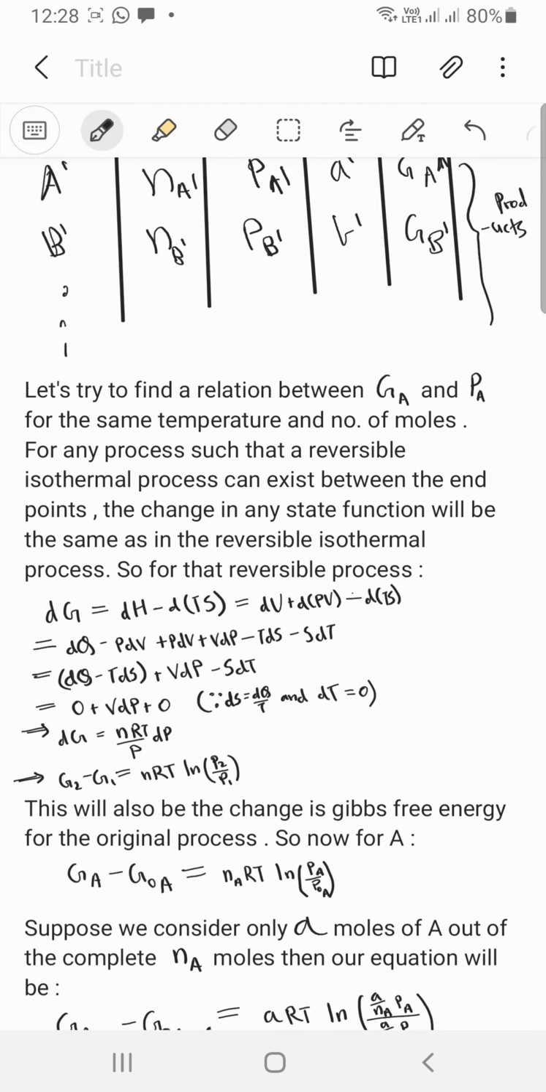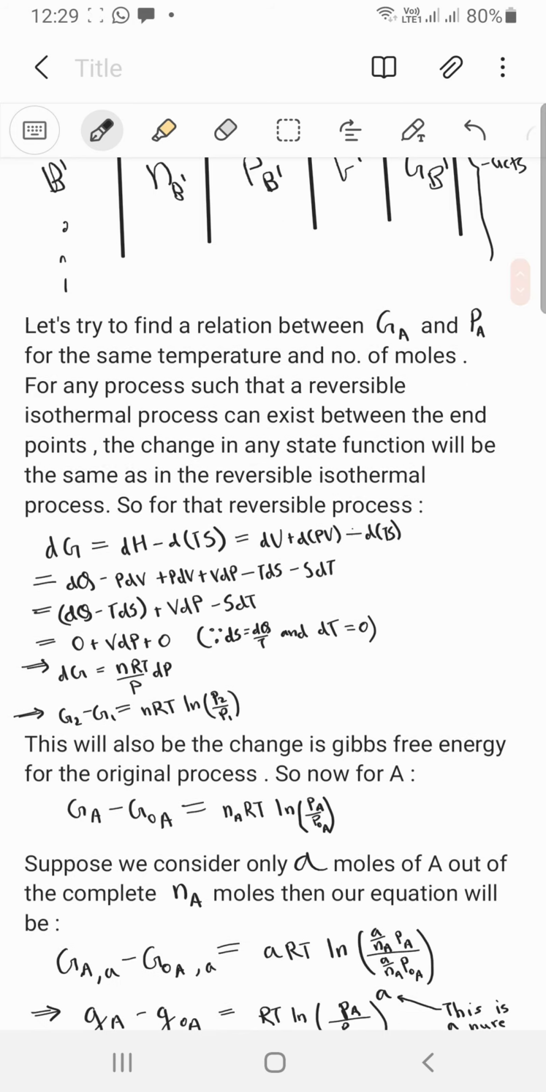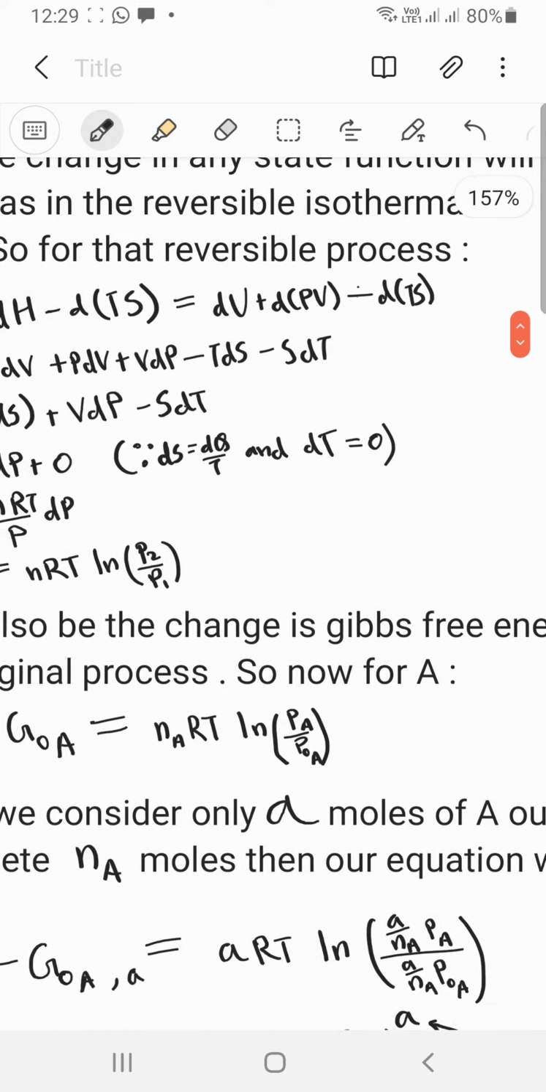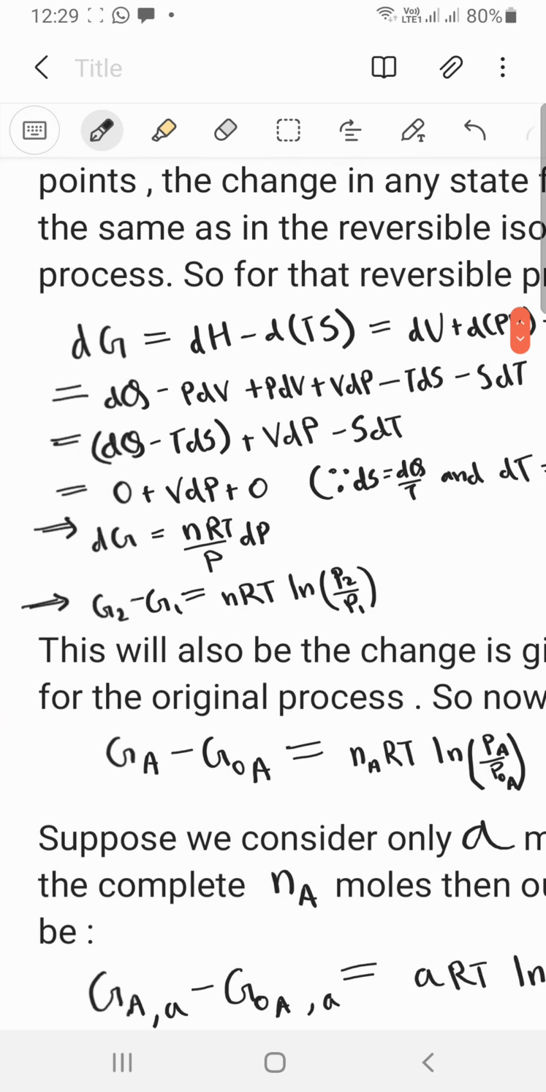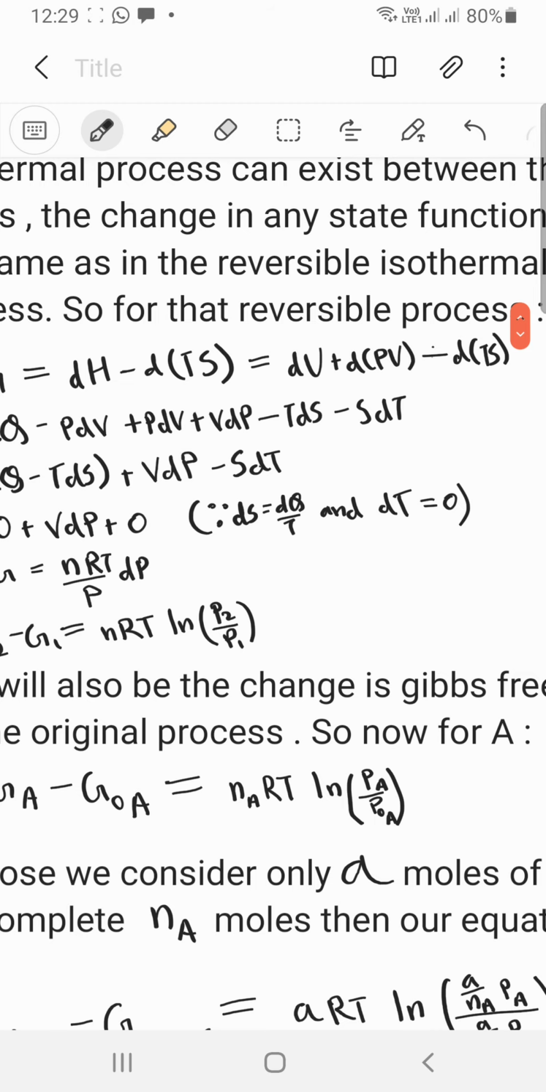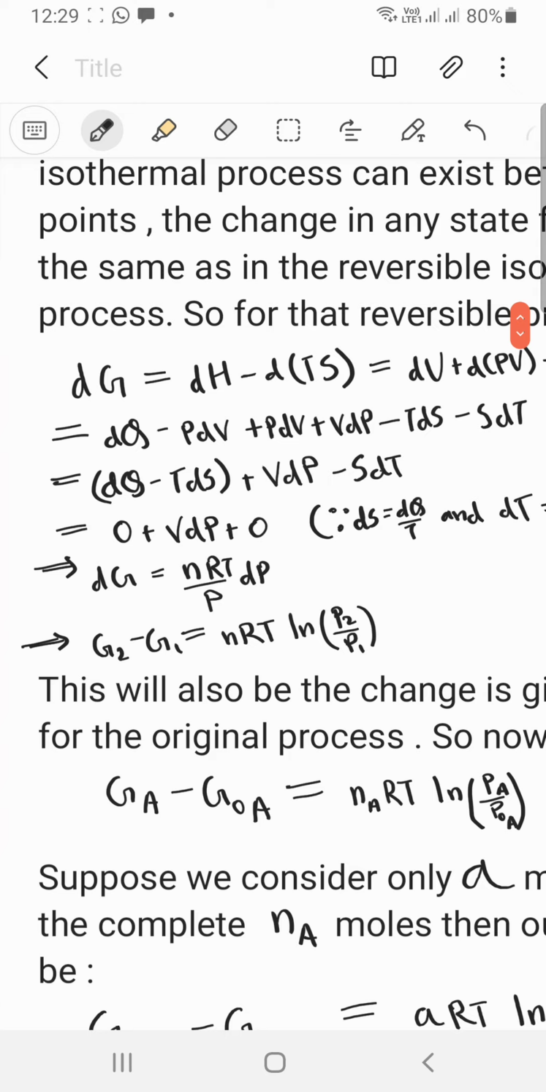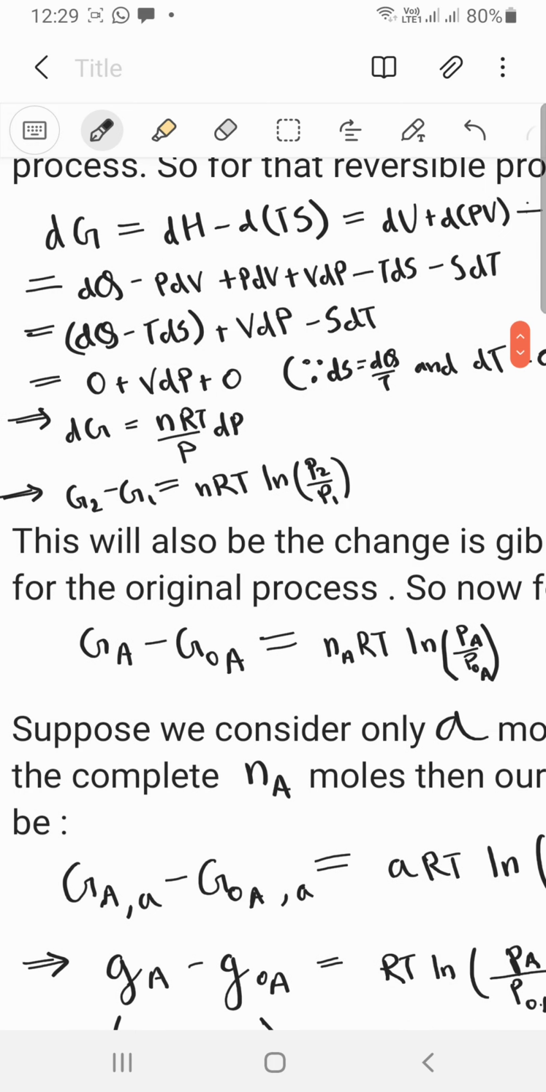Now for any process such that a reversible isothermal process can exist between the endpoints, the change in any state function will be the same as in the reversible isothermal process. So for some reversible isothermal process, if you have dG equal to dH minus d(TS), which we do have, then we can write it as dU plus d(PV) minus d(TS), and then using the product rule and the fact that dU is dq minus PdV, we can write it as dq minus PdV plus PdV plus VdP minus TdS minus SdT, which upon solving is dq minus TdS plus VdP minus SdT.